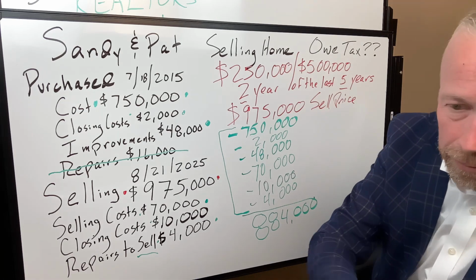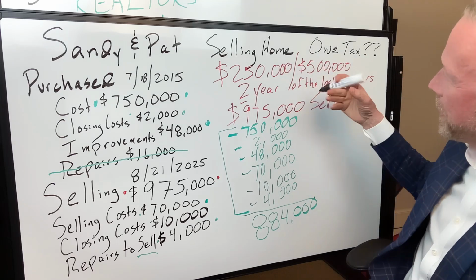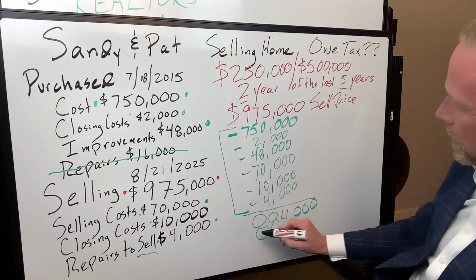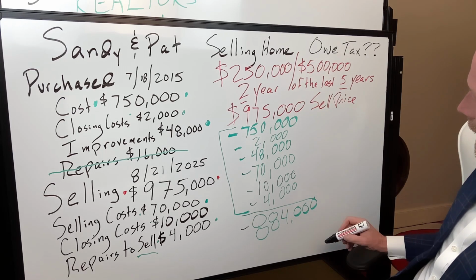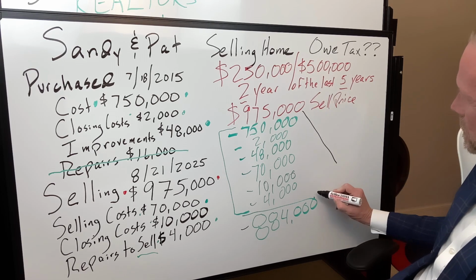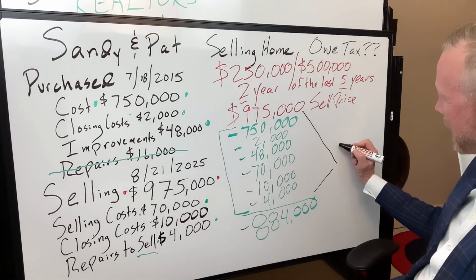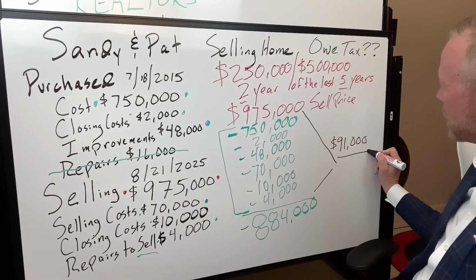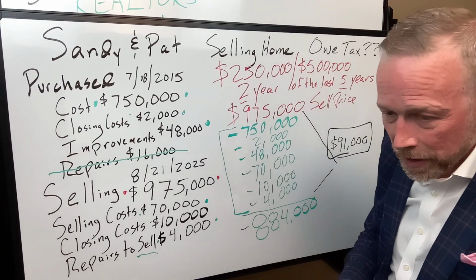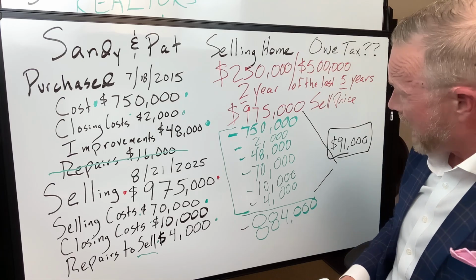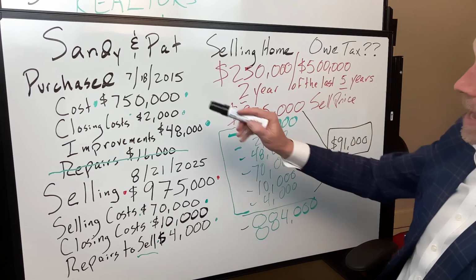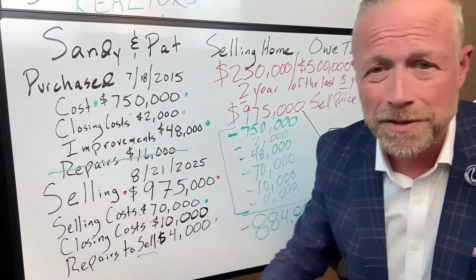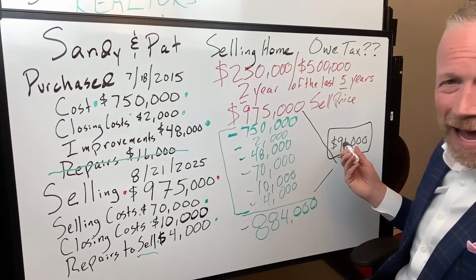So now, go ahead and get a black pen here for you. If I take all of these subtractions, the 884,000, okay, and I subtract it from 975,000, then I'm looking at a gain of $91,000, okay? Now, the first thing we're going to note here is that $91,000 is less than $500,000. Sandy and Pat, married filing jointly, they're going to file that joint return. That means that if the gain's less than $500,000, it's not taxable.